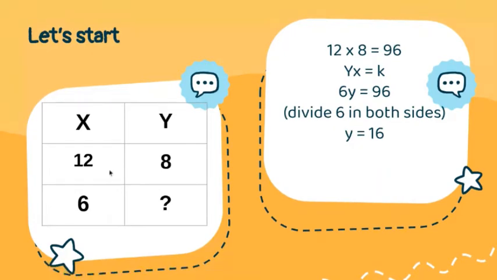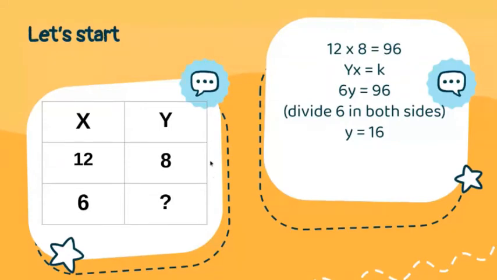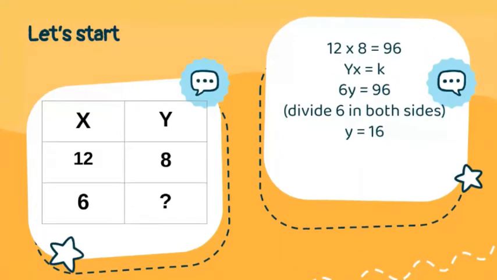At first, we're going to multiply these two numbers together. They give me a product of 96. That means that if I find the number of y here and multiply it by 6, it's going to be also 96. Because if we have the same product for each point, it means that we have an inverse variation. So let's try to find y.